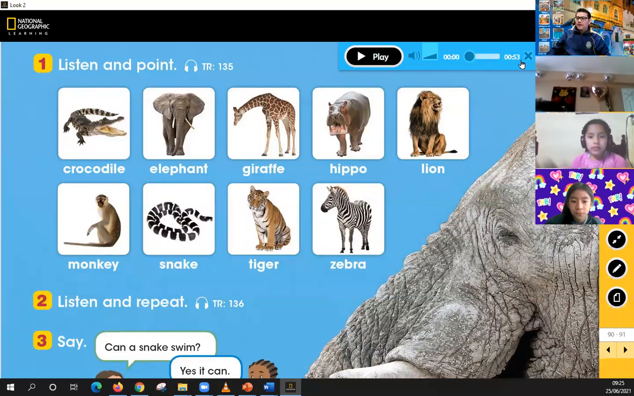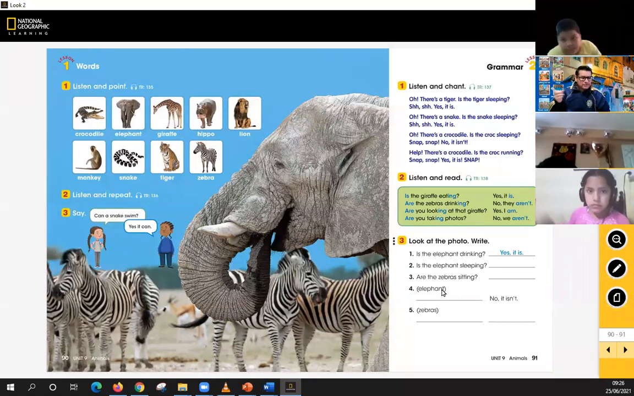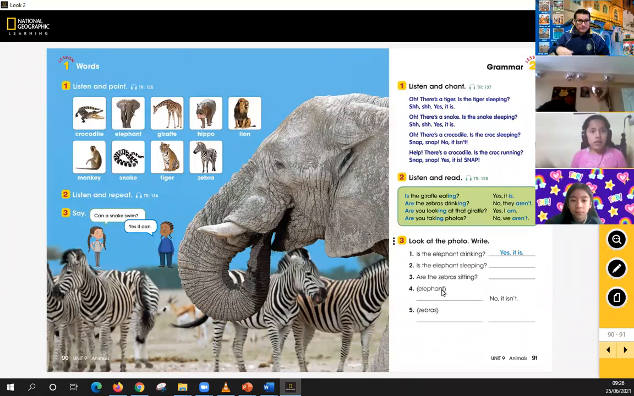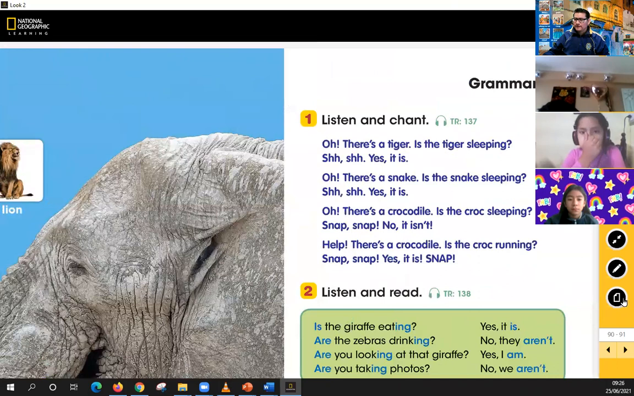Okay, now this is something that we have to learn today. Here we have some animals. We're learning about some abilities of the animals. Can a snake swim? Yes, it can. Can a snake fly? No, it can't. Yes, it can. No, it can't. Yeah? Now, let's start with this topic. This is the new topic here.